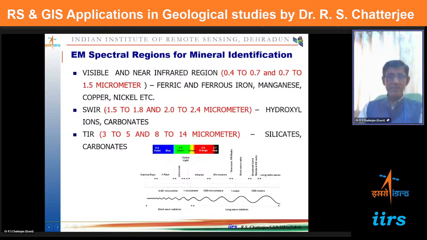Whereas in the shortwave infrared region, 1.5 to 1.8 micrometer is SWIR 1, and 2 to 2.4 micrometer is SWIR 2, for hydroxyl and carbonates. Hydroxyl means mostly clay minerals, and these and carbonates can be identified in these spectral regions from their absorption peaks. Now, in the thermal infrared, 3 to 5 and 8 to 14 micrometers, silicates and carbonates have characteristic absorption peaks, so you can identify them.